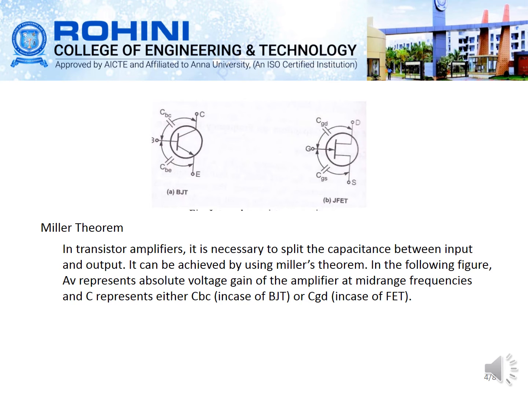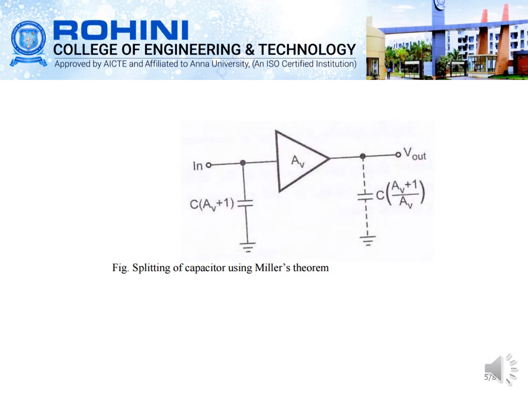In transistor amplifiers, it is necessary to split the capacitance between the input and output. This can be achieved only through Miller's theorem. In the following figure, Av represents the absolute voltage gain of the amplifier at mid-range frequencies, and C represents the capacitance, that is CBC in the case of BJT and CGD in the case of FET. And this is the splitting of the capacitor using Miller's theorem.